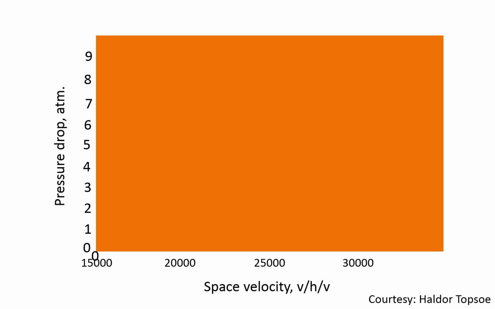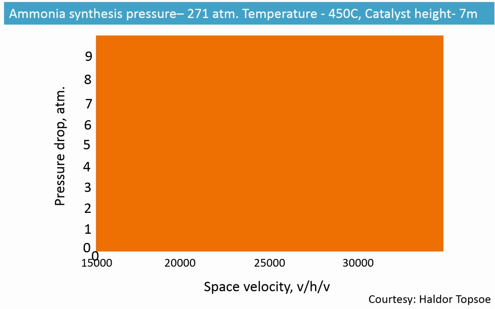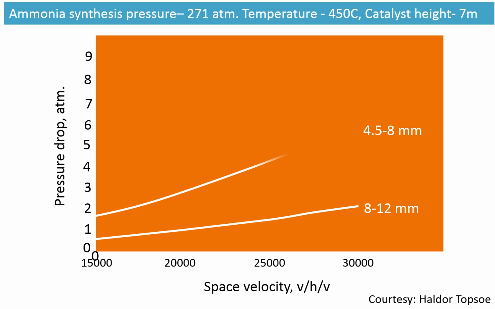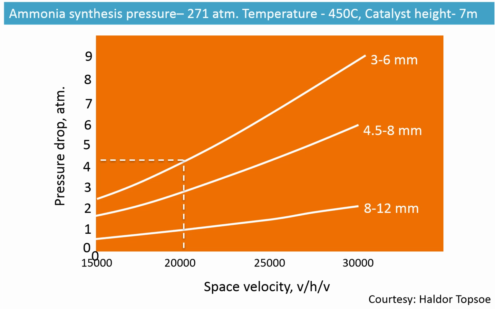This graph illustrates the relationship between space velocity and catalyst bed pressure drop for various catalyst particle sizes. This is for a typical ammonia synthesis process. You can observe as the space velocity increases, the bed pressure drop increases. Also, as the particle size decreases, for a given space velocity, the pressure drop increases. How would you choose a space velocity with increasing pressure drop?